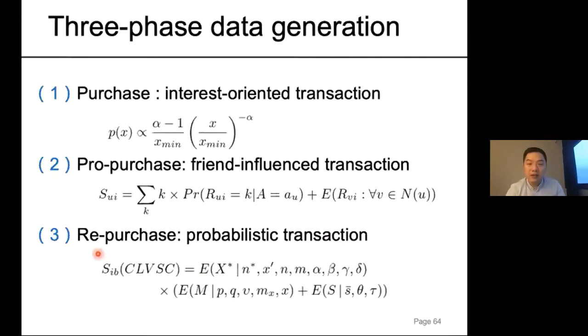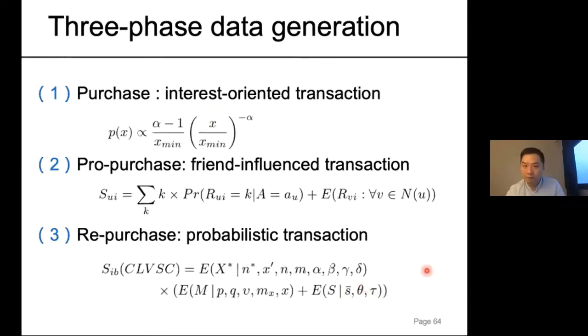And finally, in the repurchase phase, we propose a new probabilistic model called CLVSC to make a fine-grained prediction by considering 3 factors: the expected number of purchase behaviors, the expected monetary value, and the expected positive social engagement of customers.